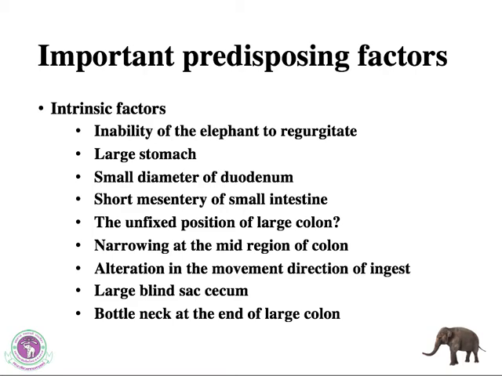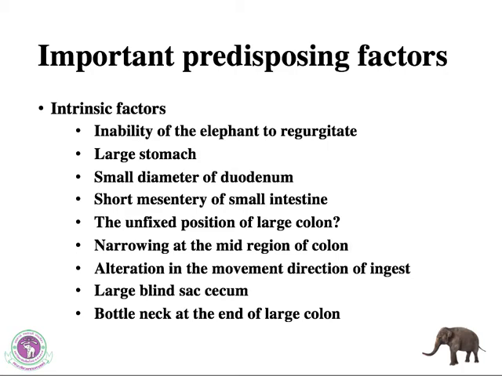And the narrowing at the mid region of the colon, which I remember seeing in one carcass, and the alteration in the movement direction of the ingesta, especially in the large intestine, because everything inside is big and huge, and the large blind sac of the cecum can also cause some abnormality there, and the bottleneck at the end of the last colon before entering the small colon.